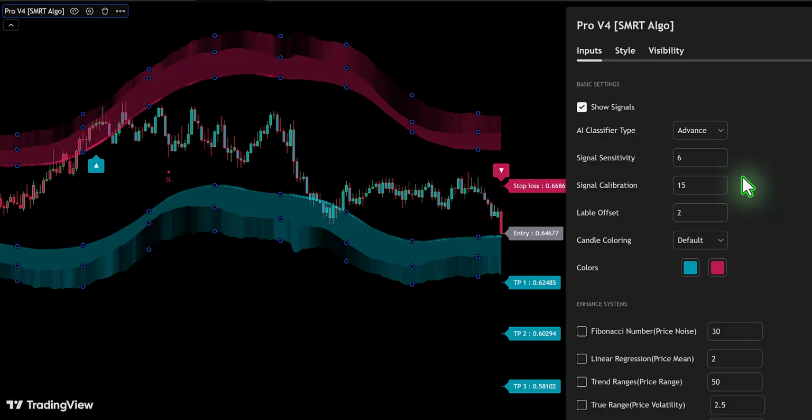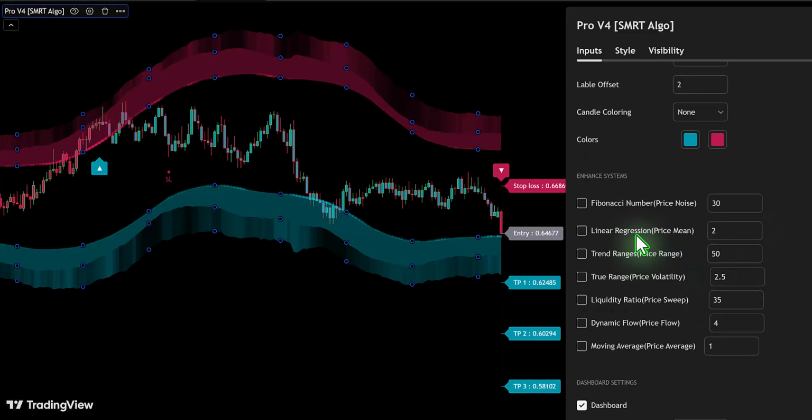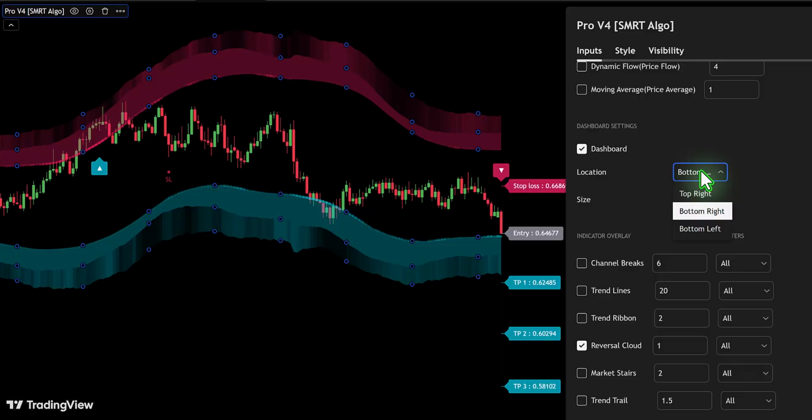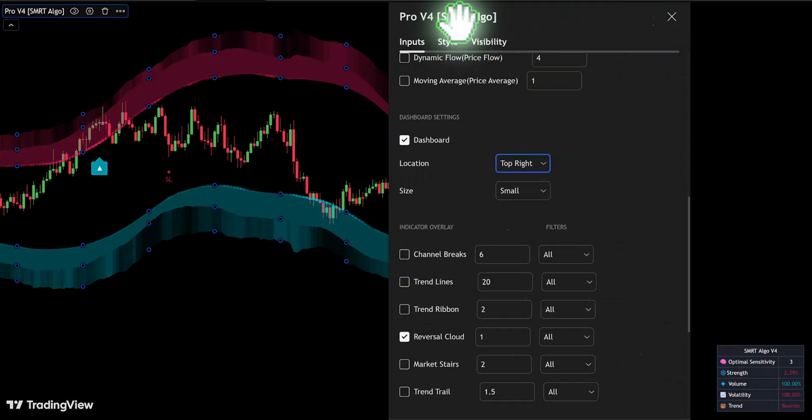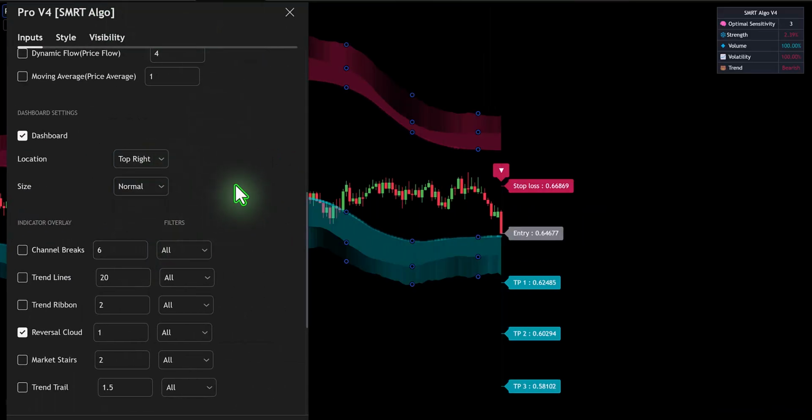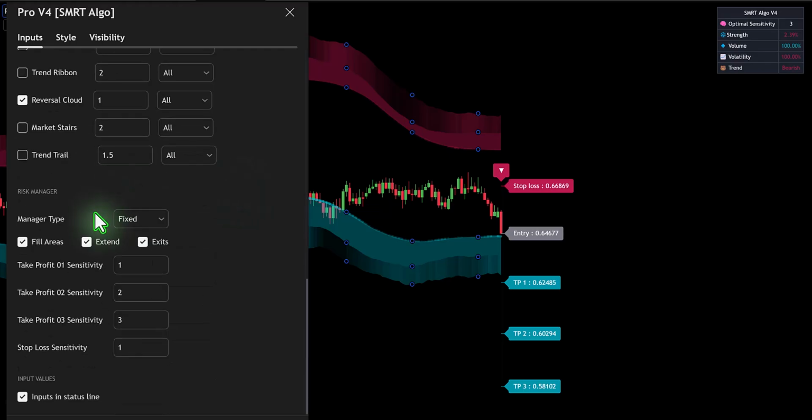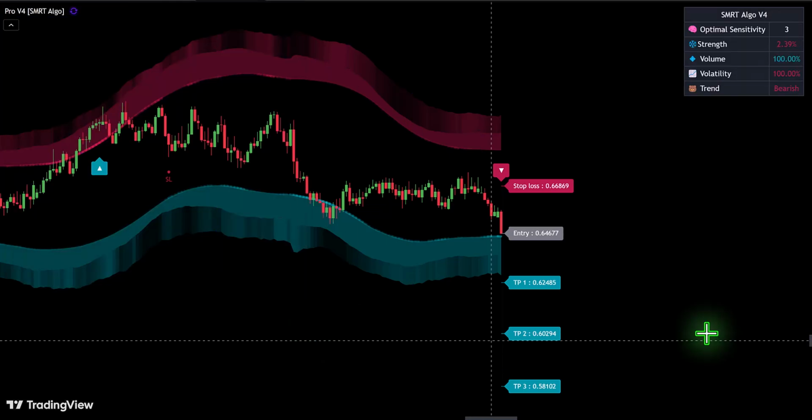For candle coloring, you can decide to leave it at default to sync with the entire indicator or change it to none. Under this Enhanced Systems, you can choose to toggle any of them on to enhance signals that will be generated. I would like to change this dashboard location to the top right corner instead of the bottom right, and all the right changes have been made. Then you will click OK.